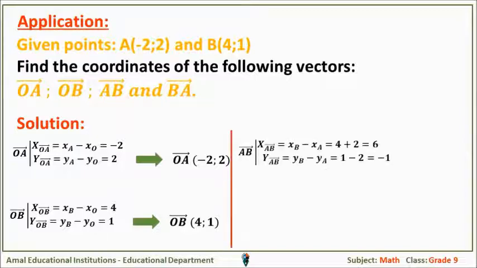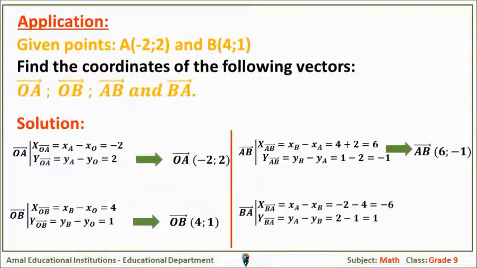Now, I want to calculate the coordinates of the vector AB. I will apply the rule xB minus xA equals 6 and yB minus yA is equal to -1. So the coordinates are (6, -1). Now, let's calculate the coordinates of the vector BA. We will have x of BA equals xA minus xB, it is -2 minus 4 equals -6. And y of BA equals 2 minus 1 equals 1. So the coordinates of the vector BA equal (-6, 1).